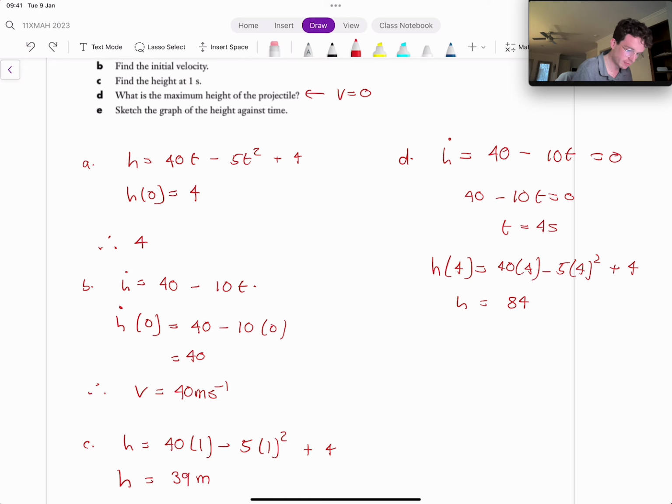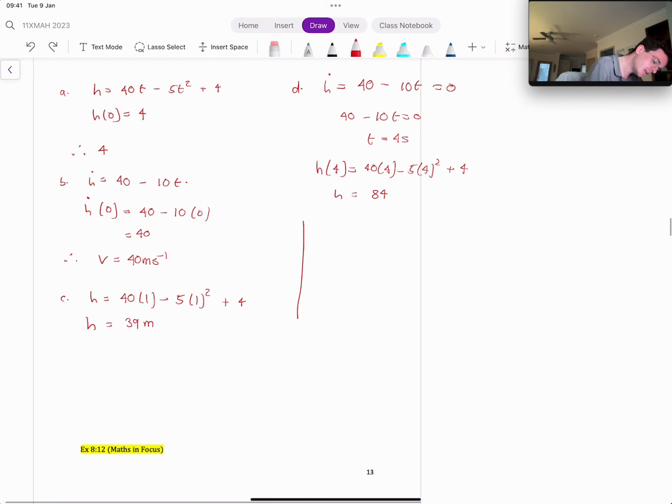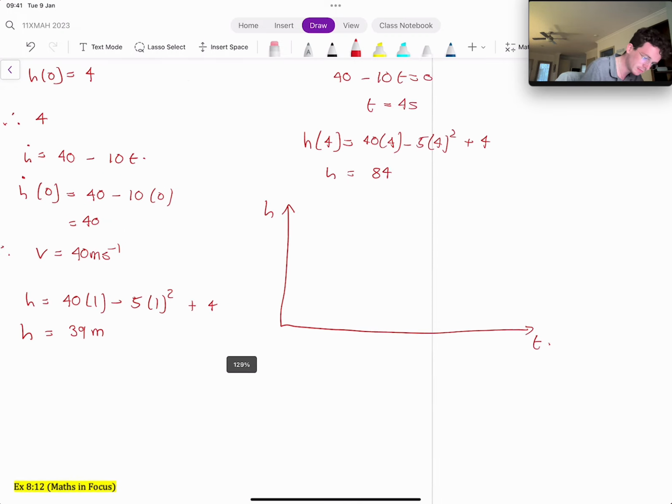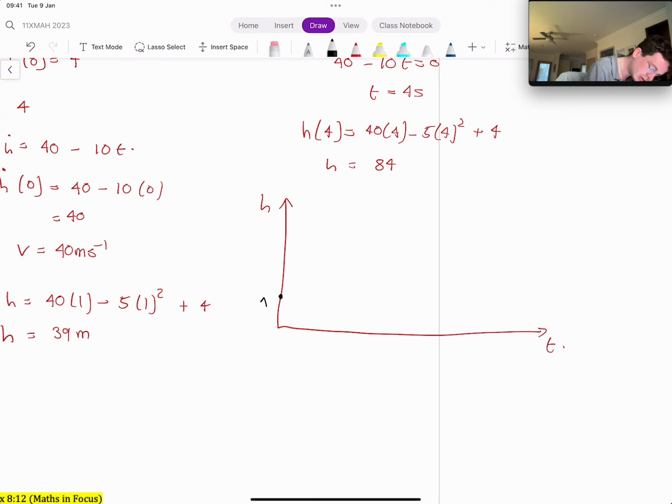Now we're going to sketch the graph of height against time. We're only going to sketch the first quadrant, because height cannot be negative and time can't be negative. We know it starts at 4 meters, and any projectile, if we fire it up, is going to look something like that. If you throw anything, it's going to go up and curve and come back down. We know its maximum height is 84, and that occurs at 4 seconds, so we're done. That's my graph of height against time.